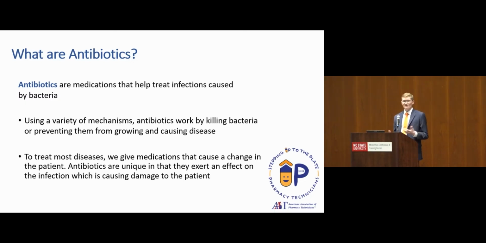So what's interesting about antibiotics is that to treat most diseases, we take a medication that causes a change to our body. So if we have high blood pressure, we take a medication that will decrease our blood pressure. If we have diabetes, we'll take a medication that will help decrease our blood sugar. But what's interesting about antibiotics is they're not causing a change directly to our body, or at least that's not the intended outcome. The intention of the antibiotic is to eradicate the bacteria that's causing the infection. So it's a little bit different compared to other medications we may use.